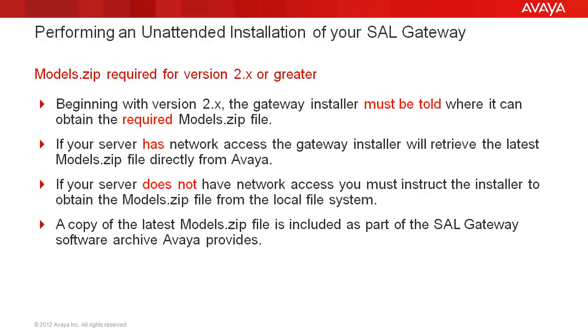If, however, your server does not have network access, you'll need to modify additional parameters to instruct the gateway to obtain this file from the local file system. Remember, a copy of the models.zip archive is included as part of the SAL gateway software, so you can find it in the same directory you extracted your gateway software.